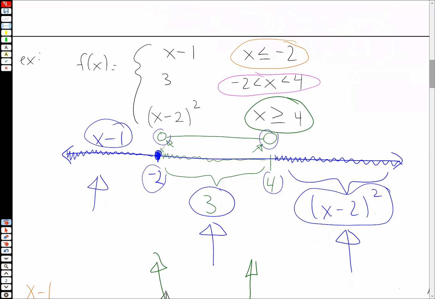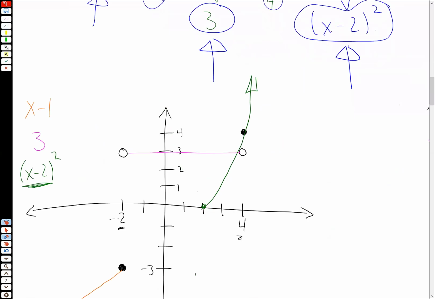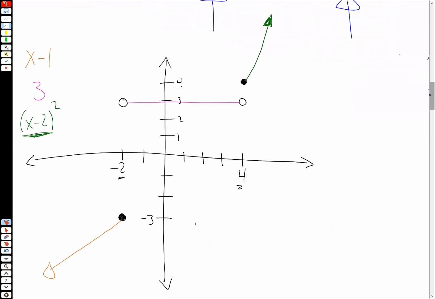We only want that piece. So I'm going to erase everything that's not greater than or equal to 4. So I'm going back to my function. I'm going to erase all of this, but I want to keep this part, because that's when x is greater than or equal to 4 here. And here is our piecewise function graphed. Again, it's just like Frankenstein's monster. We're taking pieces of these 3 functions, x minus 1, 3, x minus 2 squared, to generate this crazy looking function here.